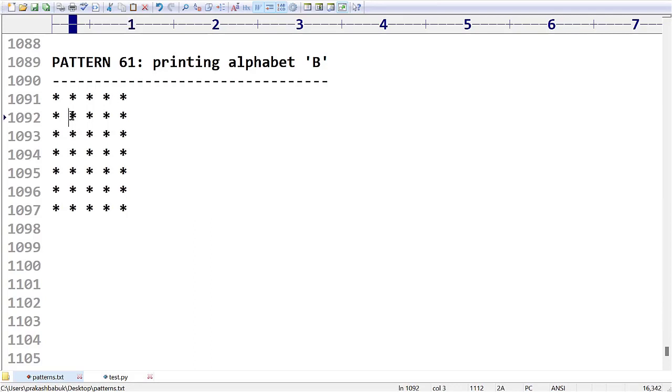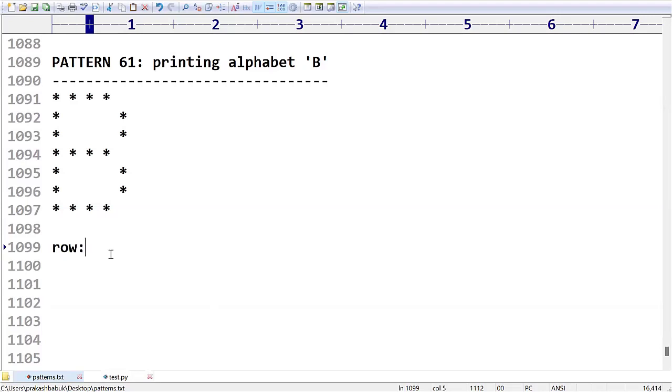Just imagine I'm going to remove these stars here, and these stars here, and these stars here, and these stars here. Sir, something like a B. But if I remove this first star and second star and this star also, is it looking like a B or not? Yes.